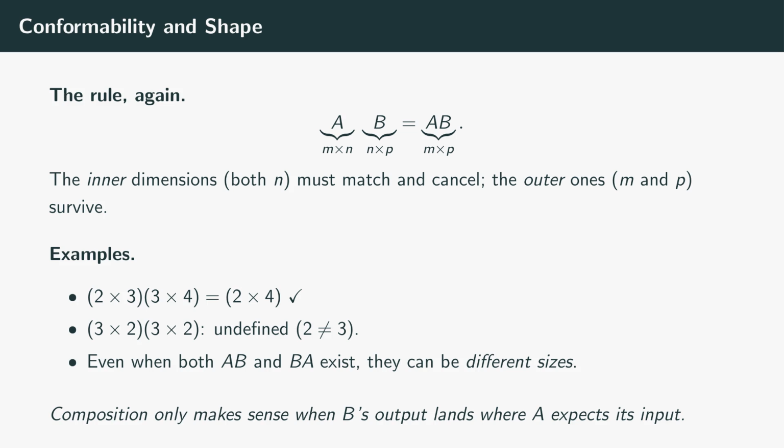This isn't an arbitrary restriction. Composition only makes sense when the output of B lands in the space that A expects as input. B sends vectors into Rn, A must accept vectors from Rn. If those spaces don't match, you cannot chain the maps and there is no product. Here is a striking consequence. It is entirely possible for A times B to be defined while B times A is not, or for both to be defined but come out different sizes. That already hints at the next rule, that order matters in a way it never did for ordinary numbers.